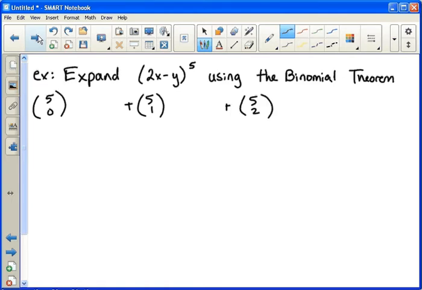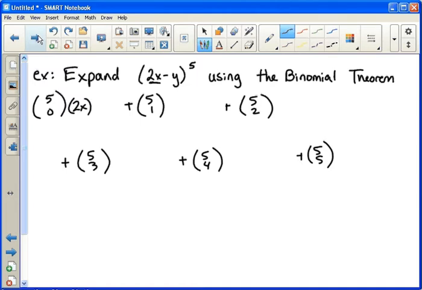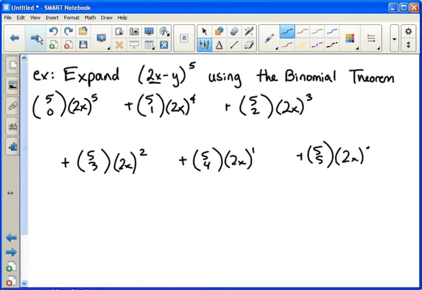5 choose 3. 5 choose 4. 5 choose 5. Then I start with my a, which in this case is 2x. I start it with the biggest exponent, which is 5, and I work my way down by 1 each time. And then I take my b, which in this case is negative y. I start it at 0 and work my way up.